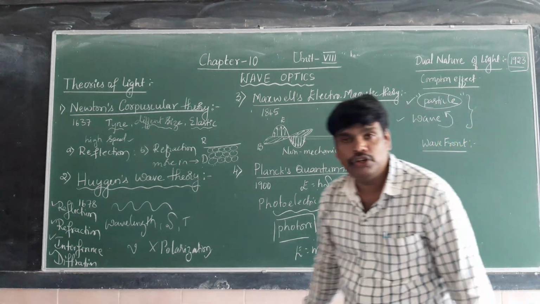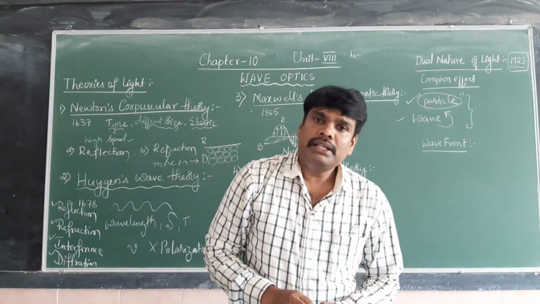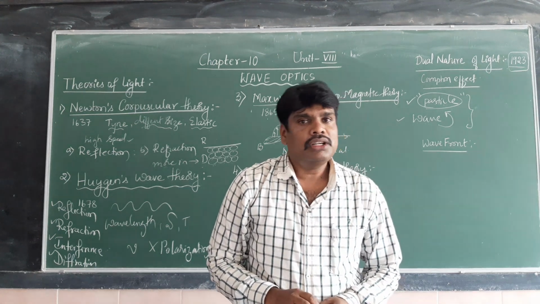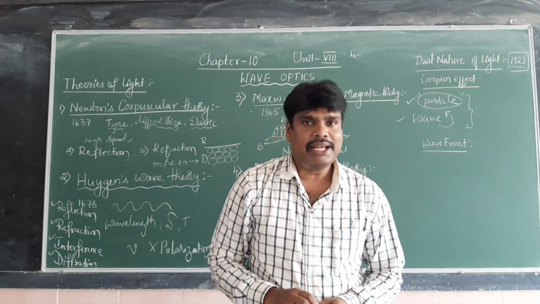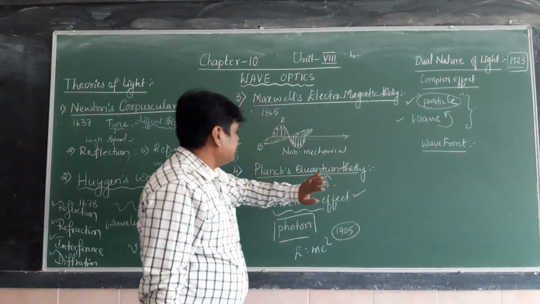So what is the meaning of dual nature of light? Light is treated as both particle and wave in nature, but simultaneously we cannot consider both characters at a time. Clear?